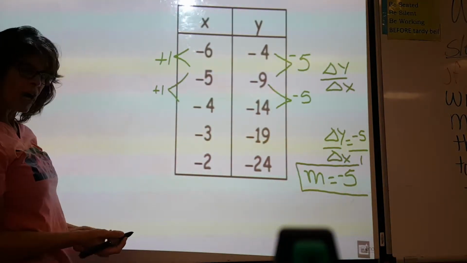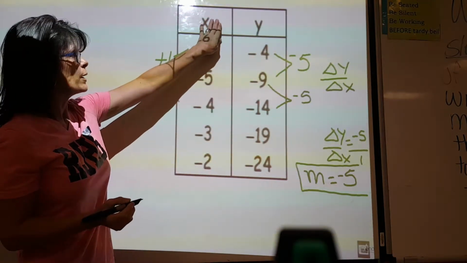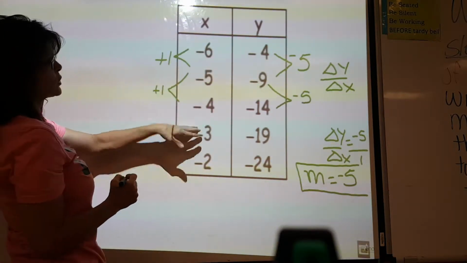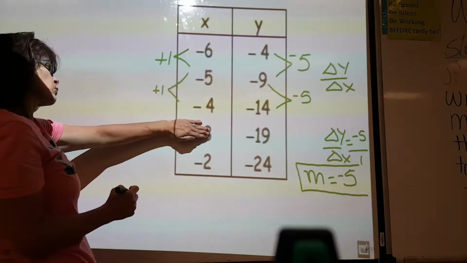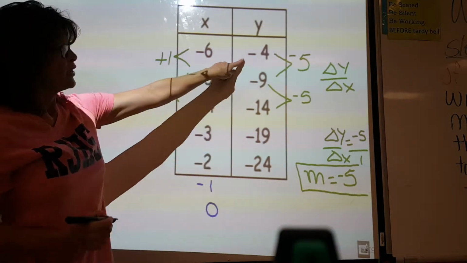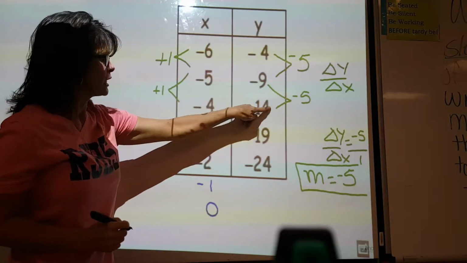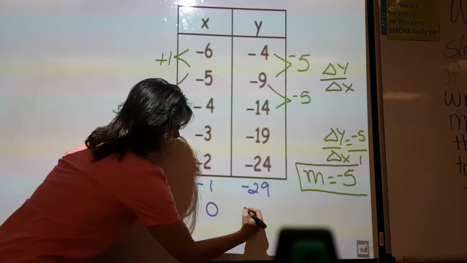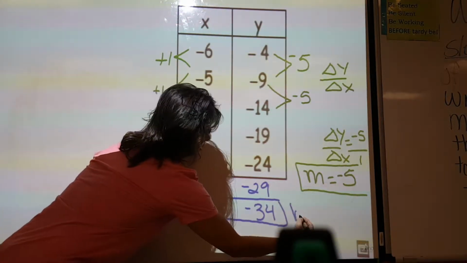So now I need to find my y-intercept. And my y-intercept is found when my x is 0. So the first thing that I like to do is I like to look at my numbers and see what's going on. So I have -6, -5, -4, -3, -2, -1, 0. And then over here, I have -4, -9, -14. So I'm going to subtract. I will have -29, and I will subtract again, and I will have -34. And this is my b.